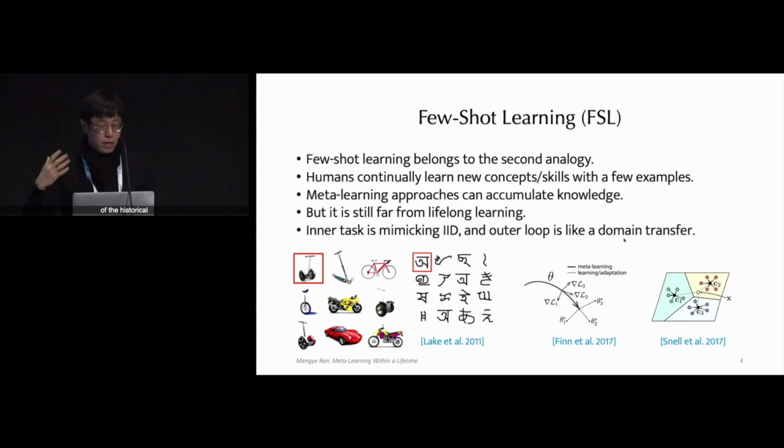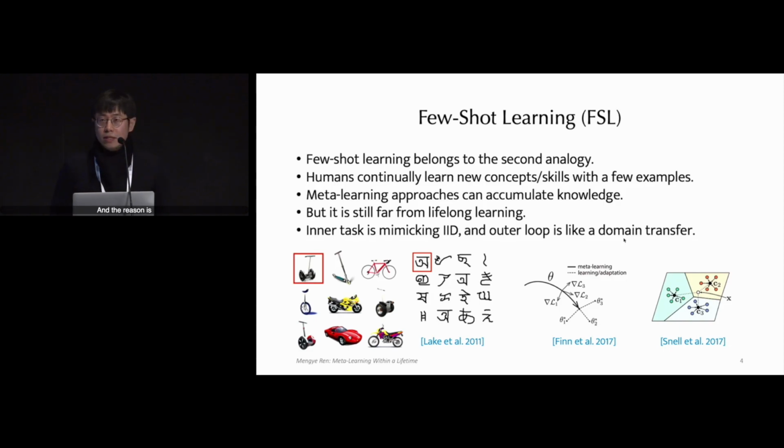A lot of the historical meta learning paradigms, including few-shot learning, I would argue really belong to the second analogy of lifelong learning. But they do have flavors of this inner loop, outer loop meta learning. It starts from the analogy that humans continually learn new concepts and skills over their lifetime. In fact, a lot of meta learning approaches, including the famous MAML and ProtoNet approaches, do accumulate knowledge over time. In MAML, you accumulate in the parameter initialization, whereas in ProtoNet, you accumulate in the learned representation space. But I would argue that standard few-shot learning is still quite far from the ideal type of lifelong learning that we would like to test.